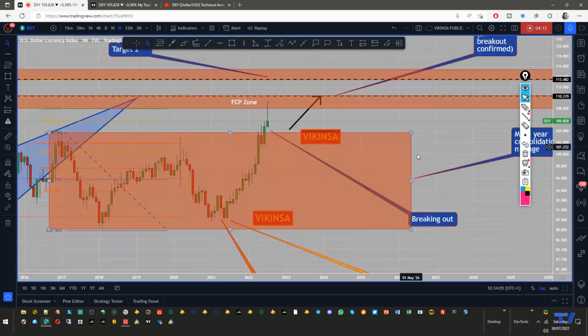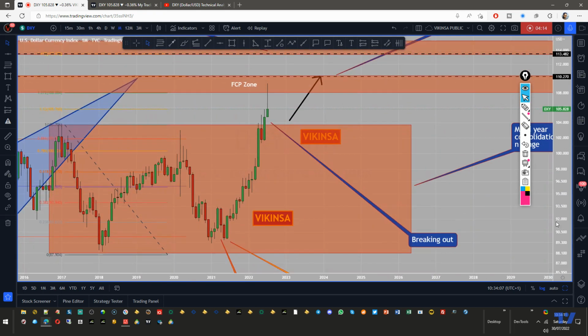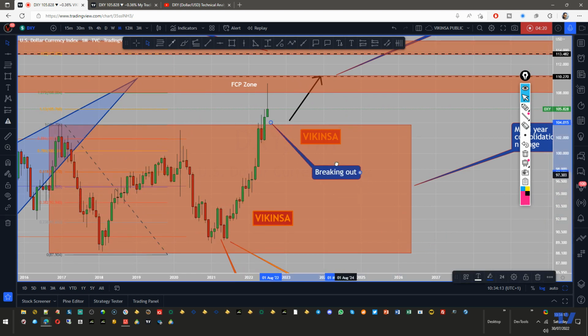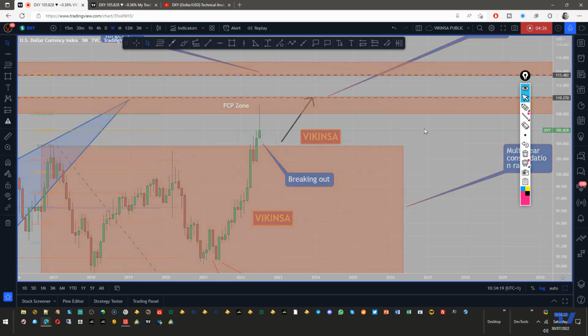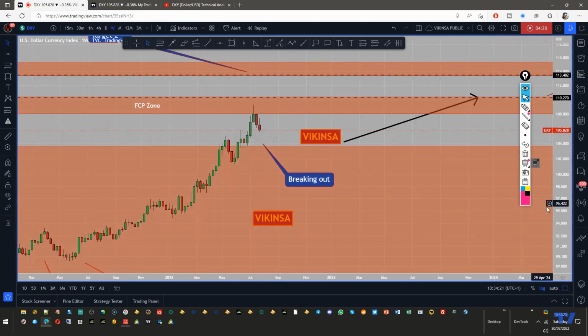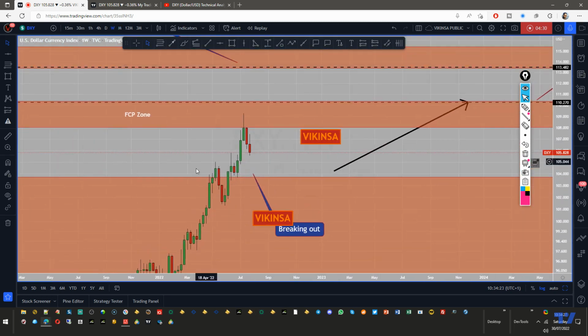If I go to the monthly time frame, this is what has happened. The market broke through this multi-year range, gave us a breakout, and then started to come to the FCP zone. When it reached the FCP zone, it started to come back down a little bit. Right, that's the power of the FCP zone. The market came here, started to come down. So what can we expect now?